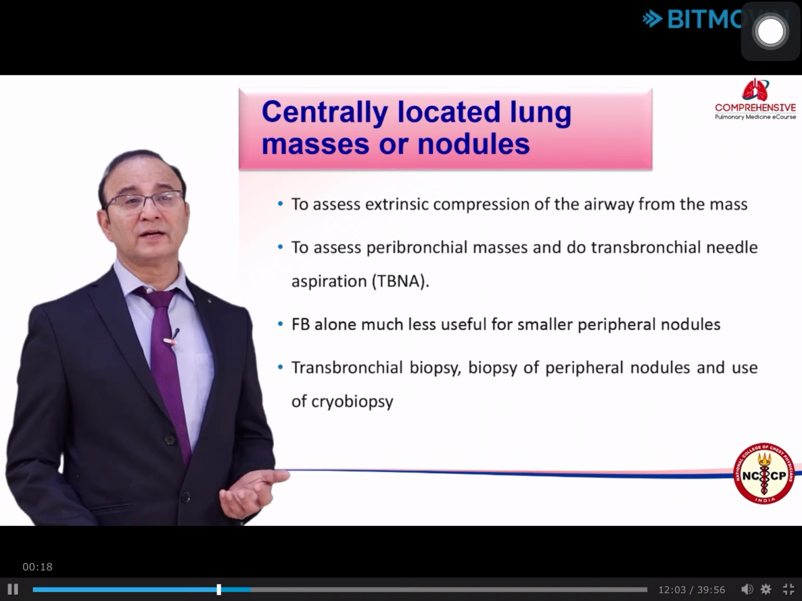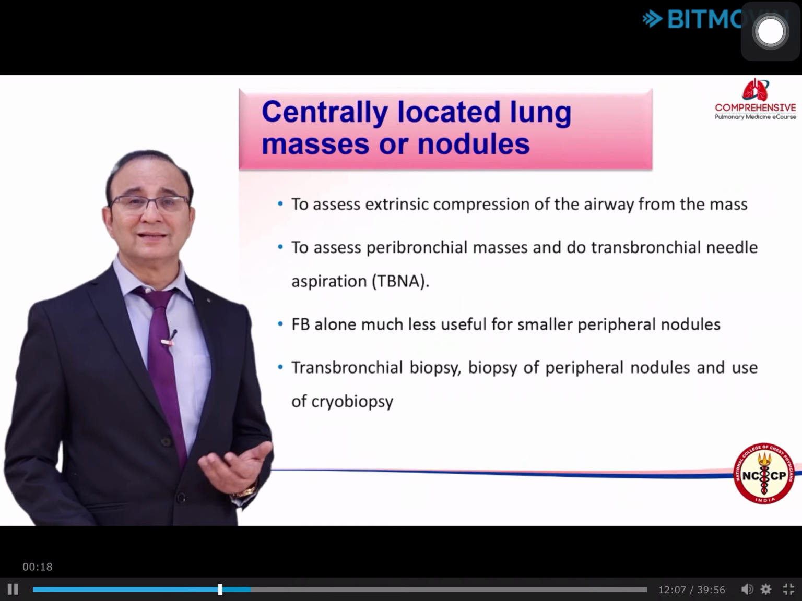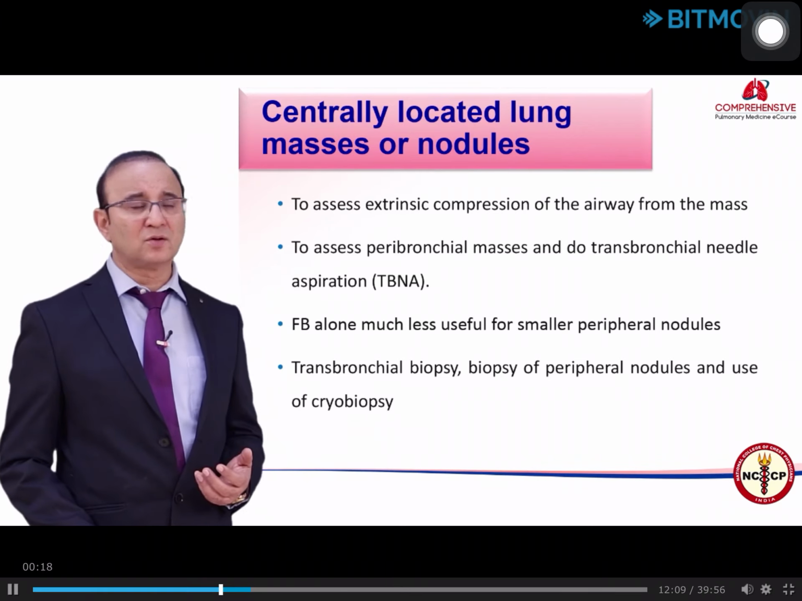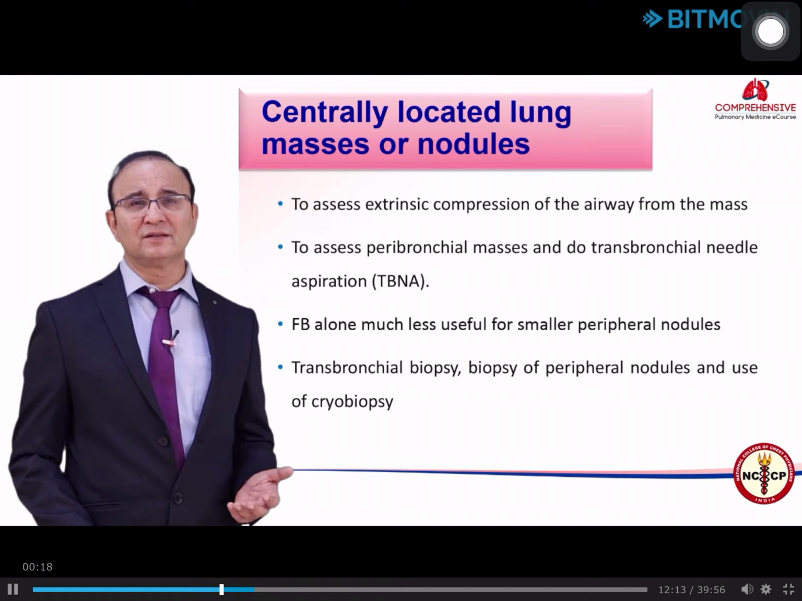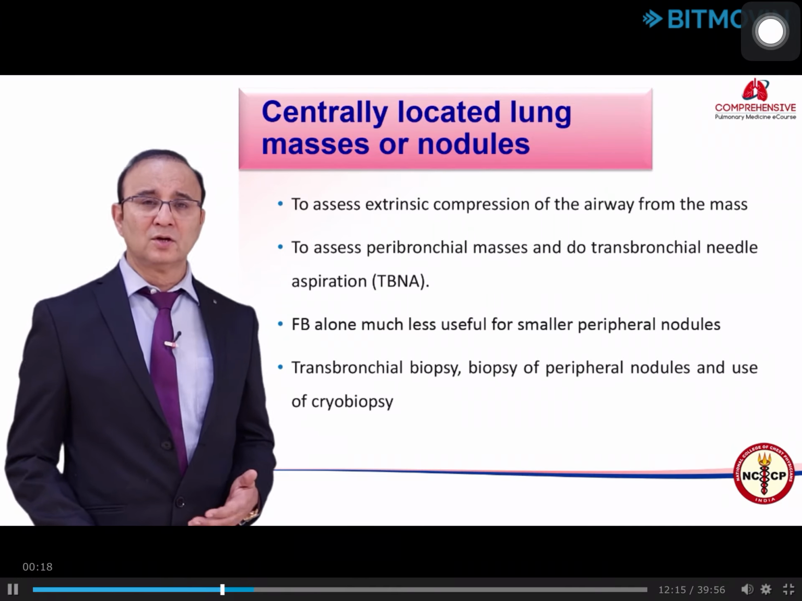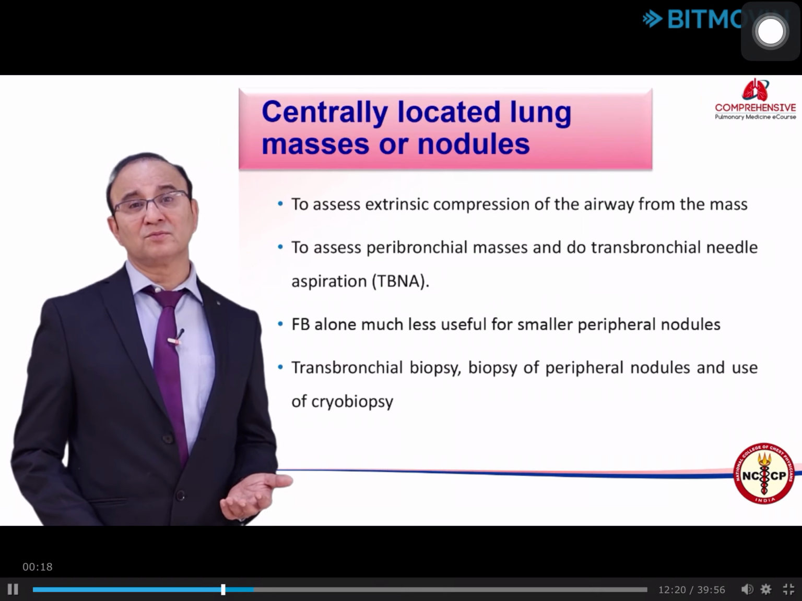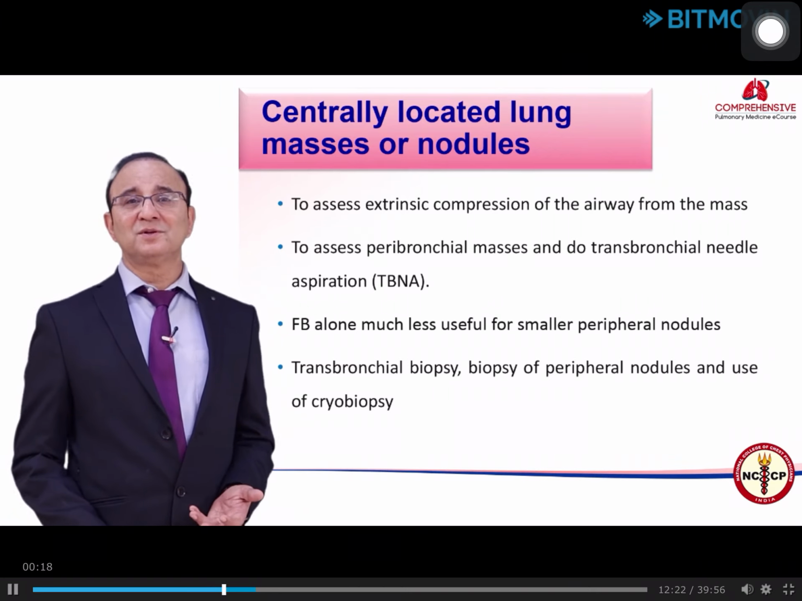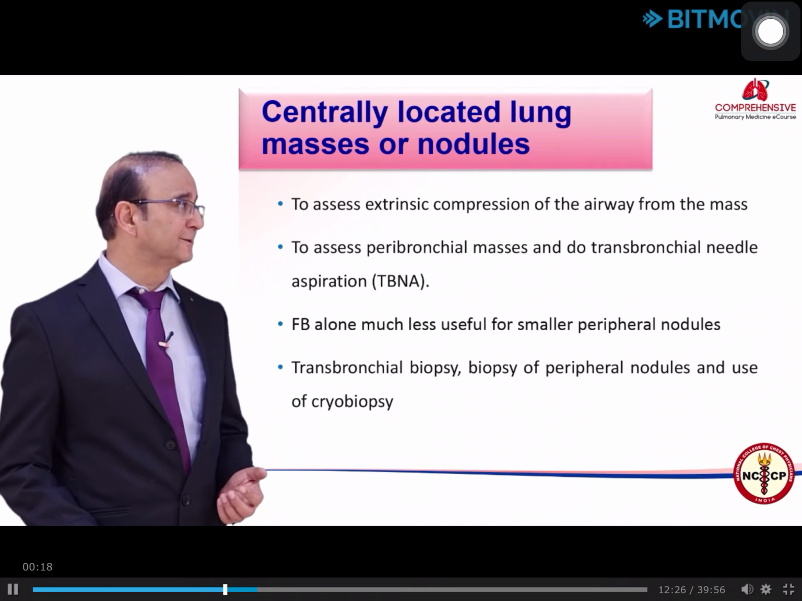You can also find out, if it is not visible in the airways, the compression by the mass on the airways, and nowadays you can obtain TBNA, transbronchial needle aspiration, or you can do an endobronchial ultrasound to take a specimen from these masses, which can be sent not only for cytopathology but also for immunohistopathology.